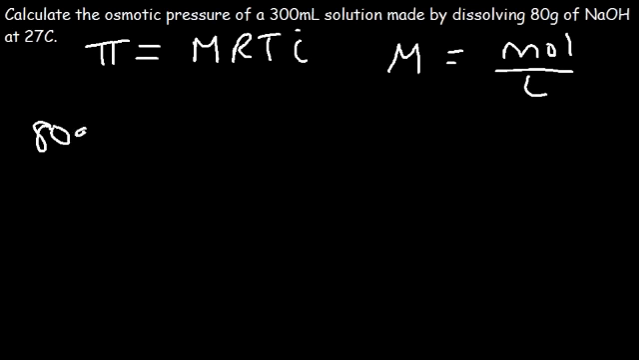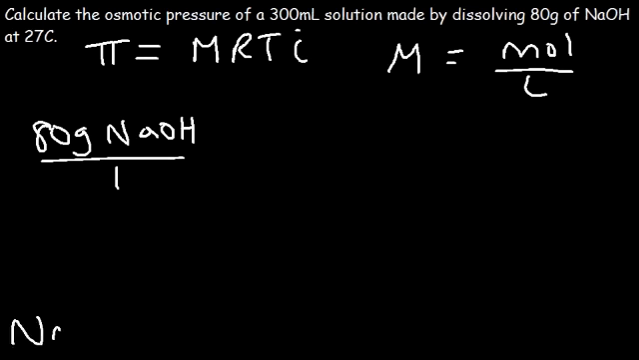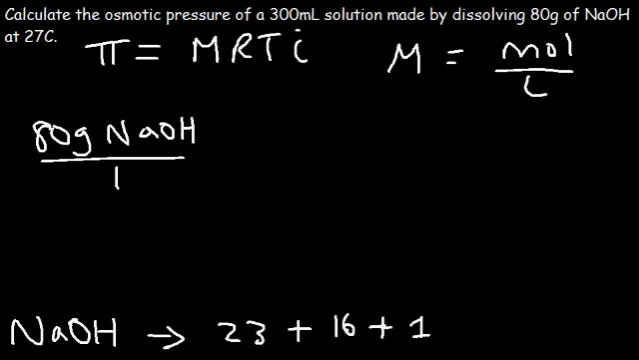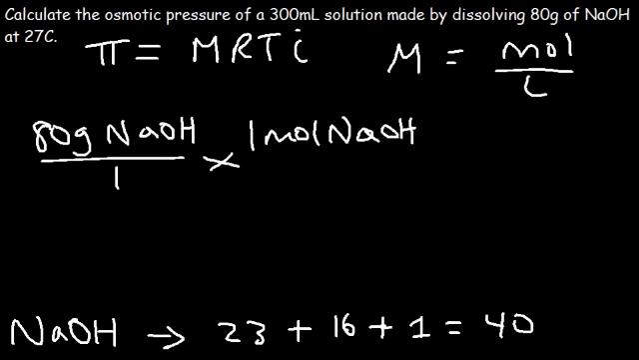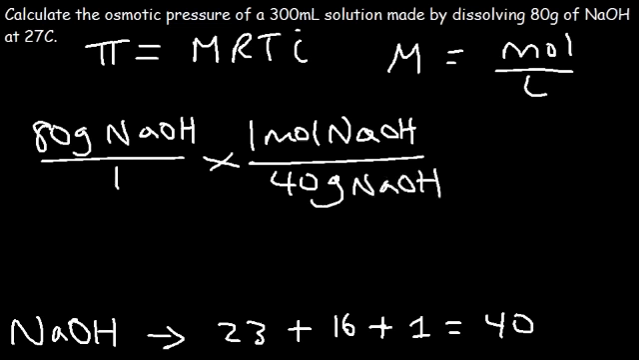So we have 80 grams of sodium hydroxide, and we need to find the molar mass. So using the periodic table, the molar mass of sodium hydroxide is going to be 23 for Na, plus 16 for O, and 1 for hydrogen, which is 40 grams per mole. So 1 mole of sodium hydroxide has a mass of 40 grams. Therefore, 80 grams of NaOH equates to 2 moles. So we have 2 moles of sodium hydroxide.